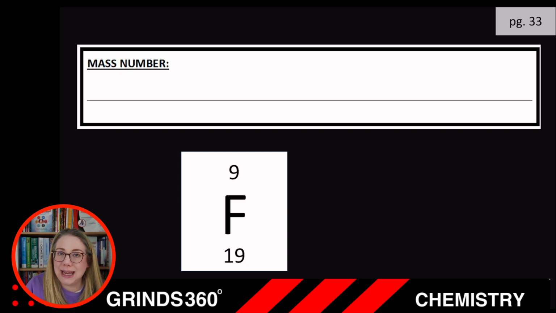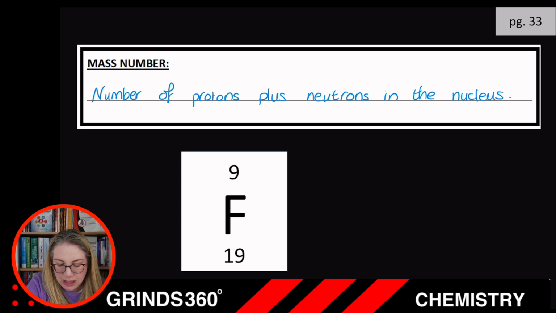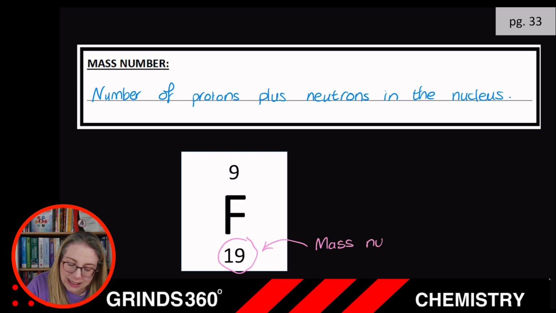Now, the mass number is the second number that you see when you're looking at the periodic table. This is the number of protons plus neutrons in the nucleus of an atom. So for fluorine, when we see this number here, the mass number is always the bigger of the two numbers. It has to be the bigger of the two numbers because you are adding two subatomic particles together. So the mass number for fluorine is 19, and this is the number of protons plus neutrons in an atom of fluorine.